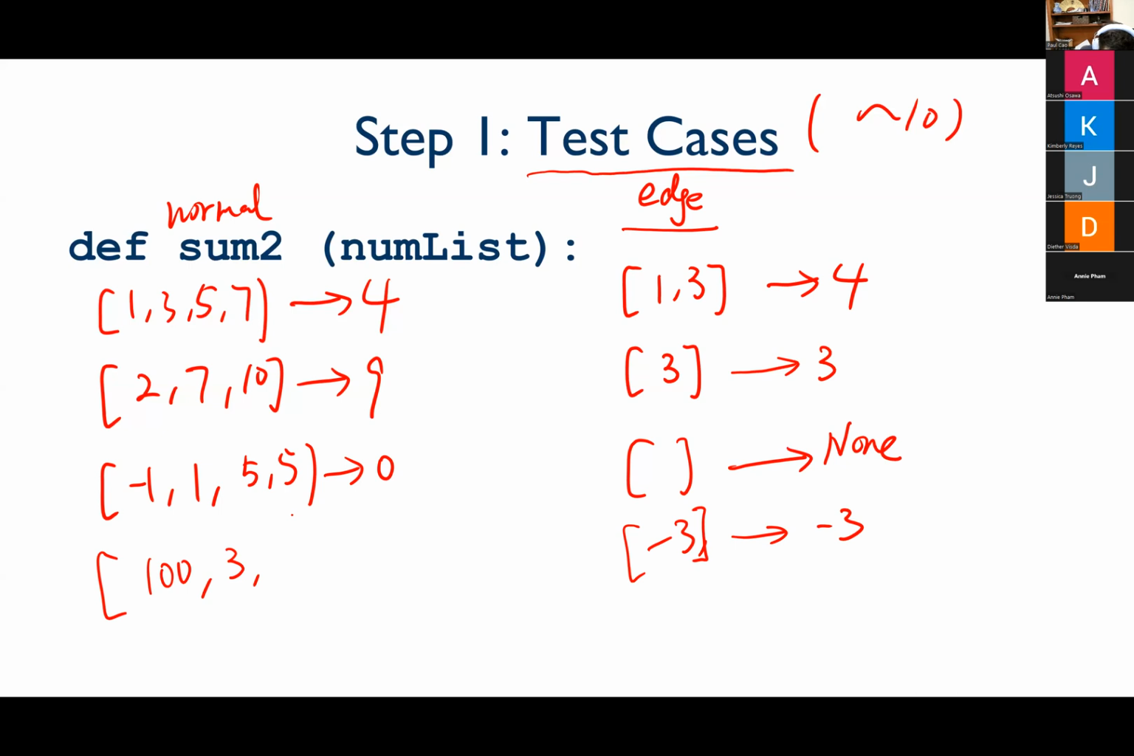Let me see. Normal cases, maybe I can have some duplicates, right? Would duplicates matter? Most likely it won't, but I'll test it out. This one should give me 100, right? So that's it. These test cases should be written on paper.